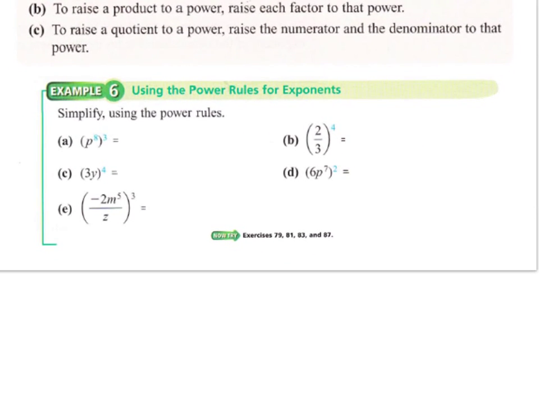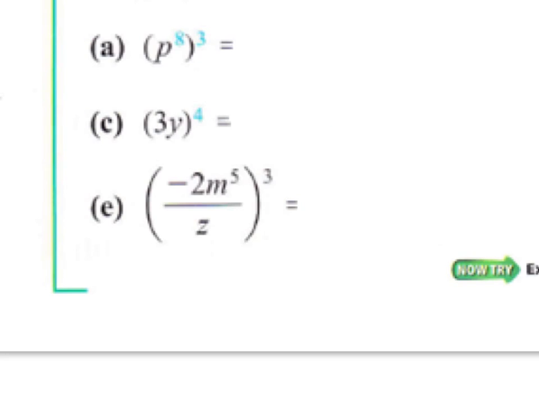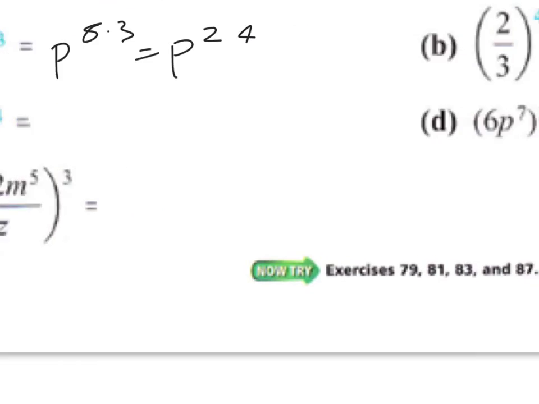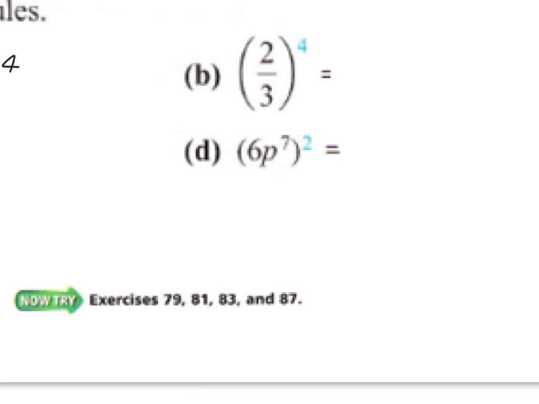Looking at our examples here, in our first one we just have a power, so we multiply the 8 by the 3. Of course we get 24. In our second one, this is a power of a quotient, so we distribute that 4 to both the top and the bottom, and we get 2 to the 4th over 3 to the 4th. 2 to the 4th being 16, 3 to the 4th being 81. It's not too tough to do that.